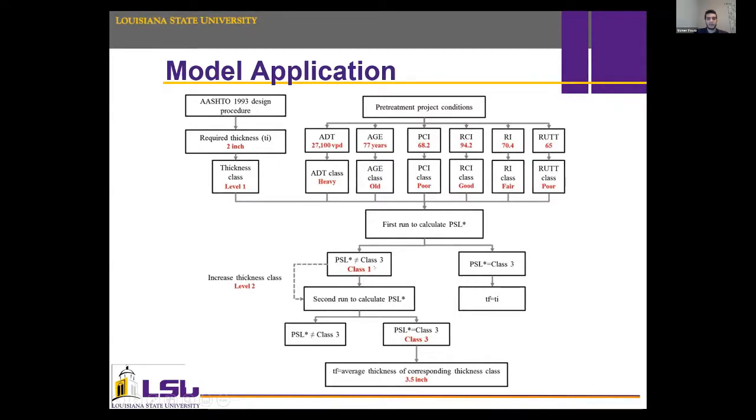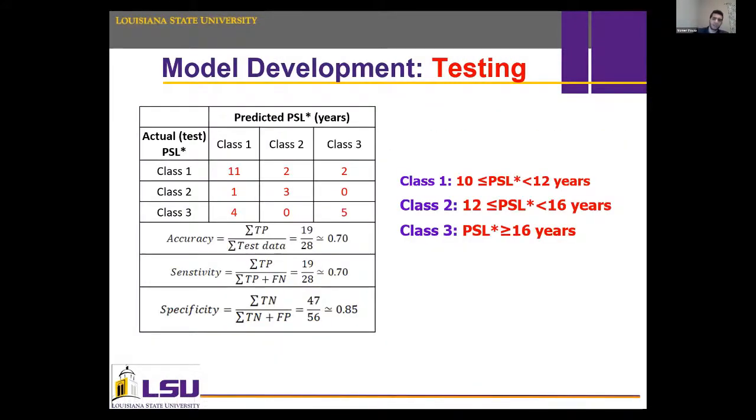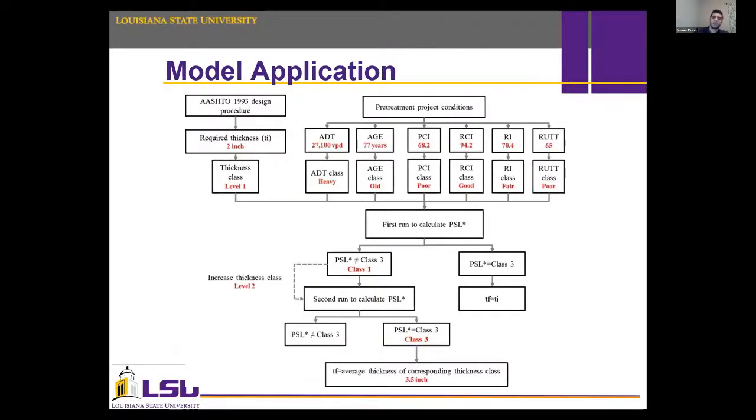If you recall, class 3 is greater than 16. So if the output is class 3, we say this thickness is enough, so T final is equal to T initial, and there is no need to adjust the thickness. But if the class is not equal to class 3, so you got, like, class 1, this means that you will need to raise class 1 to class 2, which means that you need to increase your design overlay thickness.